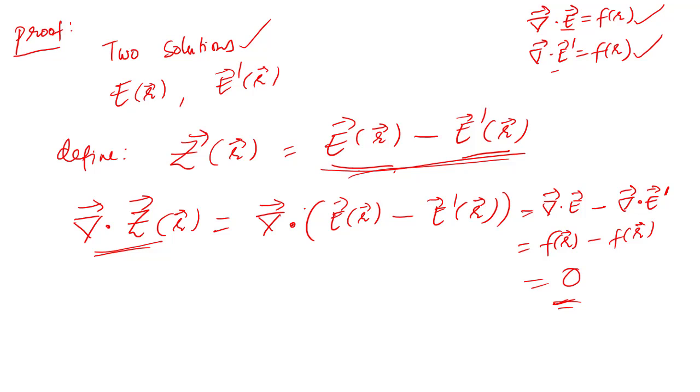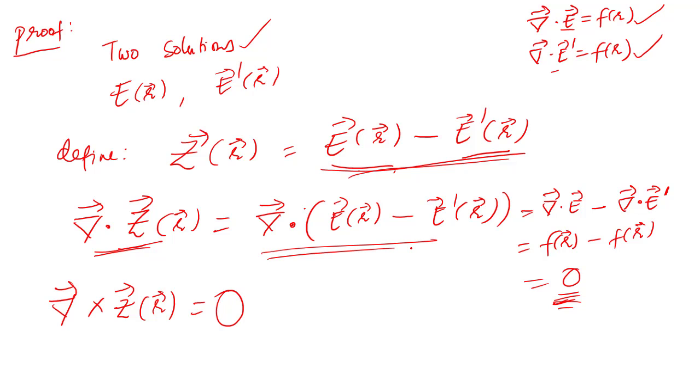So if the divergence of Z is equal to 0, then I can look at the curl as well, right? Which is also 0 by the same argument, because E and E prime both are solutions. So curl of E is g of r, and similarly curl of E prime is also g of r, because they both are solutions.